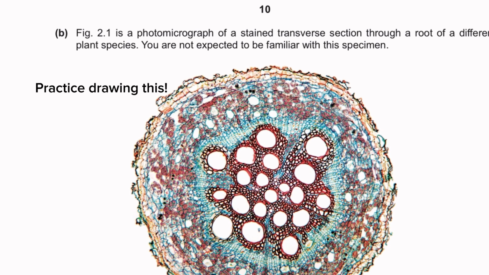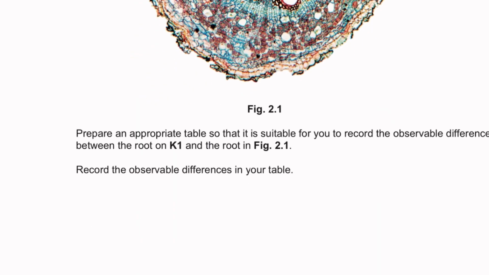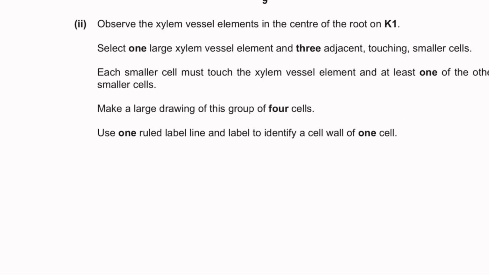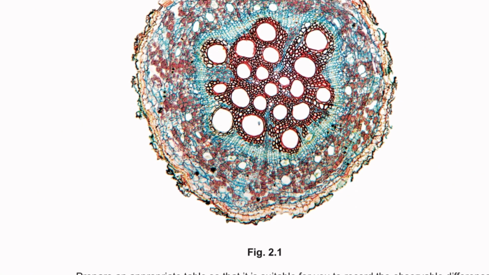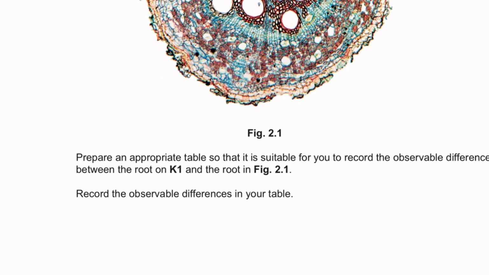Figure 2.1 is a photomicrograph of a stained transverse section through a root of a different plant species. You're not expected to be familiar with the specimen. He's just saying prepare an appropriate table so that it's suitable for you to record the observable differences between the root on K1 and the root in figure 2.1. Okay, so the root that you have here and the root in front of you. So record the observable differences in your table.